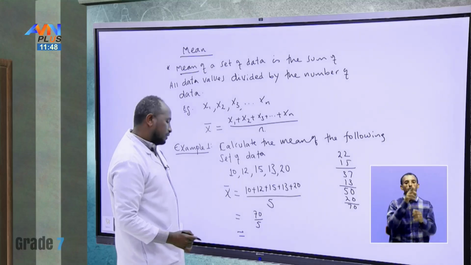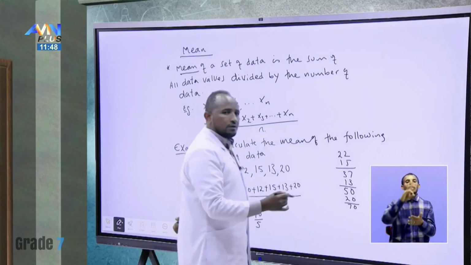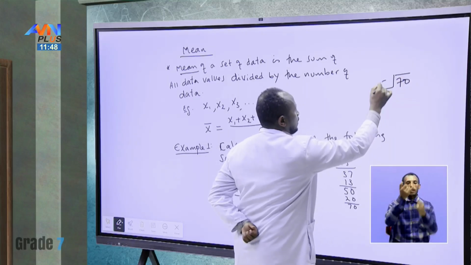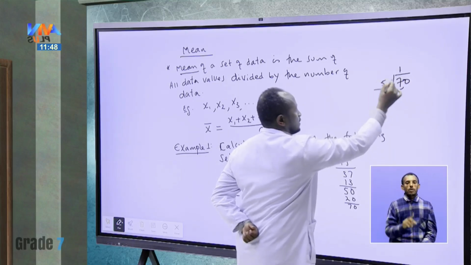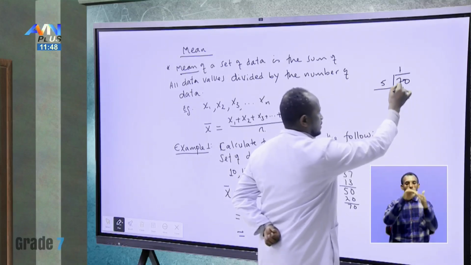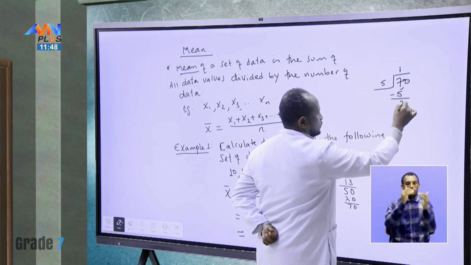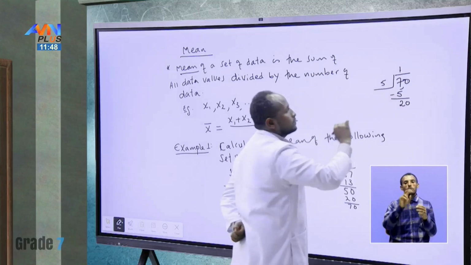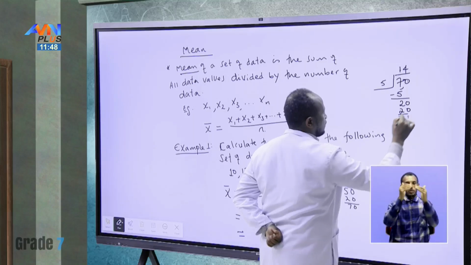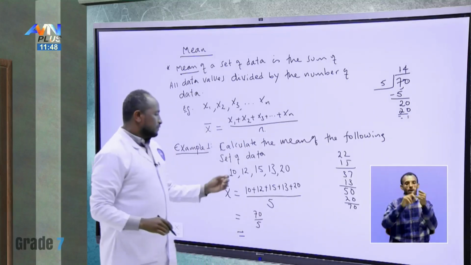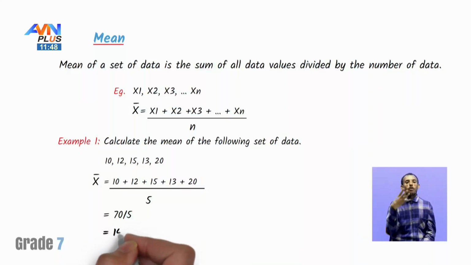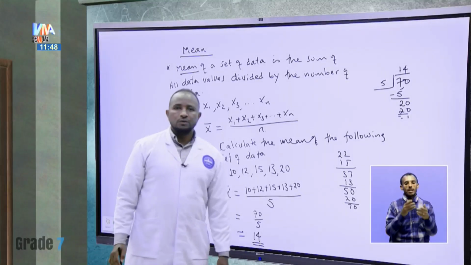So let's divide 70 by 5. Let's divide here. 70 divided by 5. It's 1 times 5, it is 5. Subtract this. 7 minus 5 is 2. Just put 0 here. 20 divided by 5, it's 4. 4 times 5, it is 20. Therefore, the final answer or the mean of this data set is 14. This will be the answer. Now let's continue to the second example.